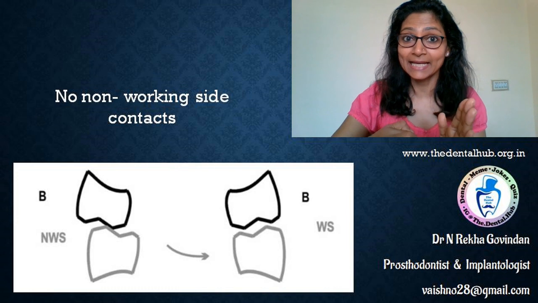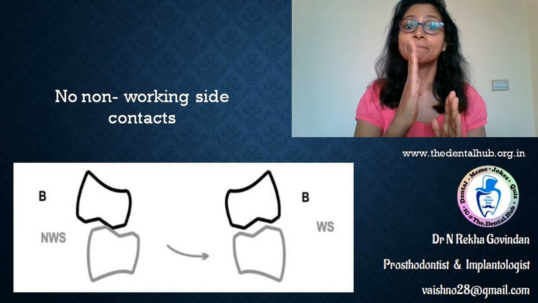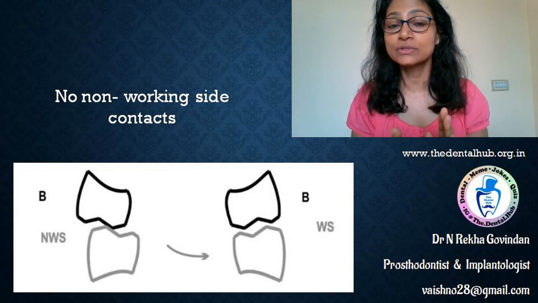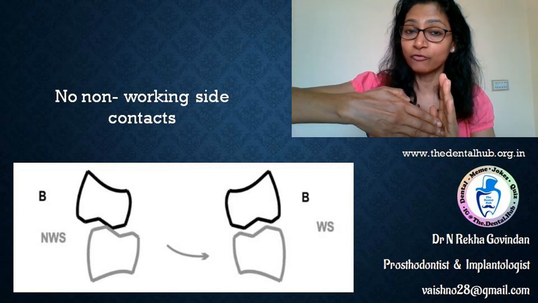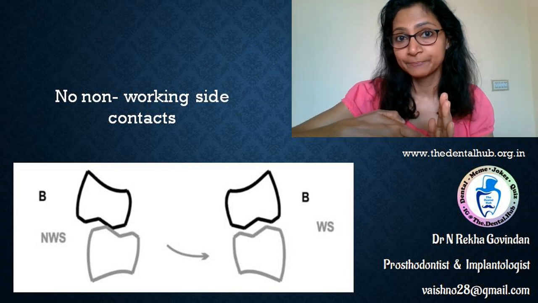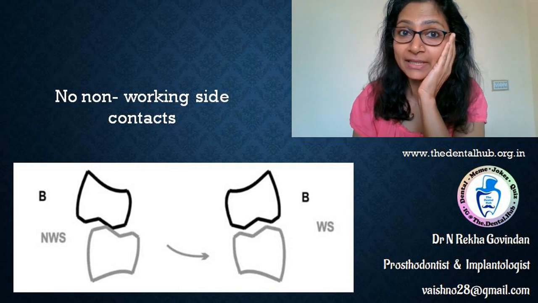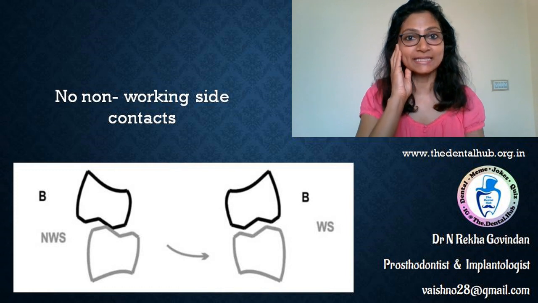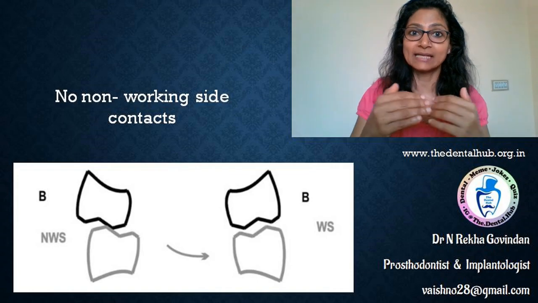And as I said earlier, the teeth are strongest under compressive forces, the forces falling along the long axis of the teeth. The forces coming at an angle or rotational or torsional forces falling onto the teeth are most detrimental or harmful to the teeth. And those forces are the ones which are seen on the non-working side. So you should have contact only on the working side in order to protect the teeth. That is how you establish an occlusion.